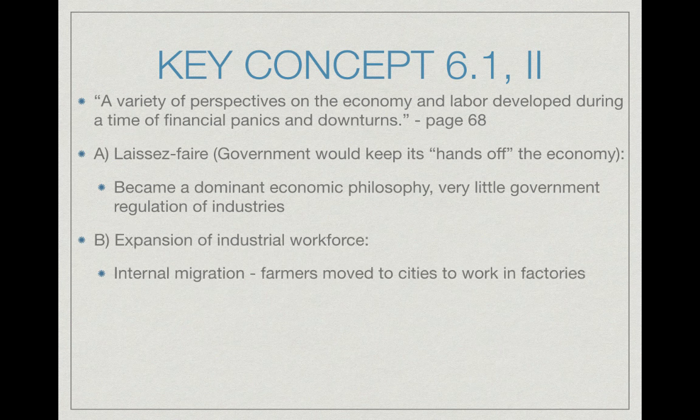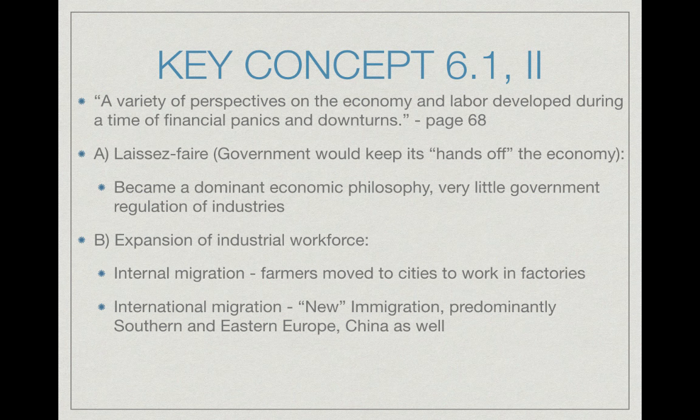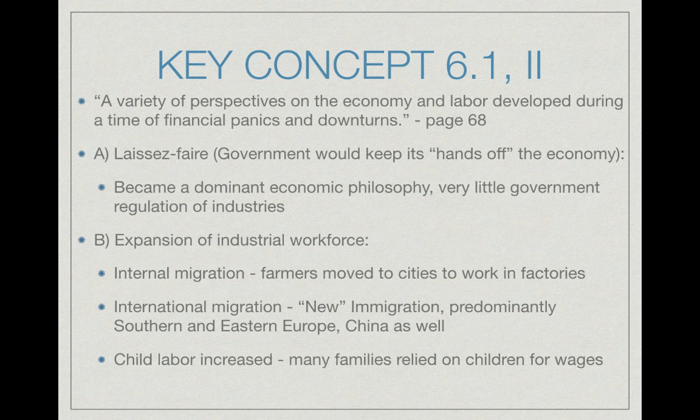We also have the expansion of the industrial workforce due to internal migration. So domestically, we have farmers moving to cities to work in factories. And we also have this enormous international migration or new immigration. And this is predominantly made up of people from Southern and Eastern Europe. Contrast that with old immigration, which is made up of people from Northern and Western Europe. And we have people from China as well during this time settling on the West Coast.